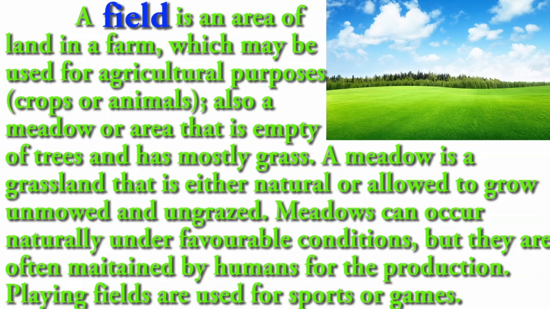A field is an area of land in a farm which may be used for agricultural purposes, crops or animals. Also a meadow or area that is empty of trees and has mostly grass. A meadow is a grassland that is either natural or allowed to grow unmowed and ungrazed. Meadows can occur naturally under favorable conditions, but they are often maintained by humans for production. Playing fields are used for sports or games.